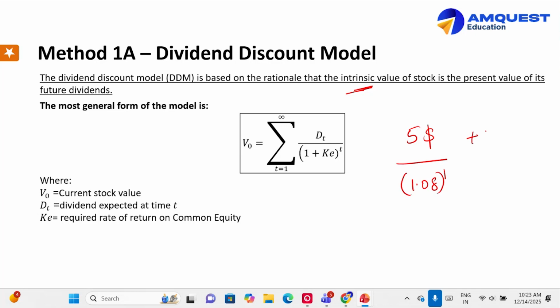If the year after that I'm going to get a dividend of $7, I'll discount it by 1.08 raised to the power of 2. So if I take a total of all this, I'll get the sum of the present value. So this is how the formula basically looks.